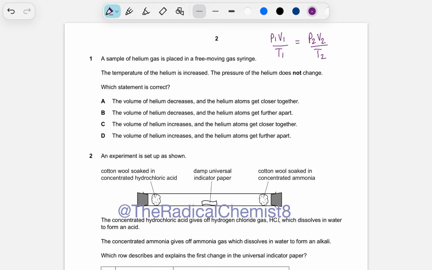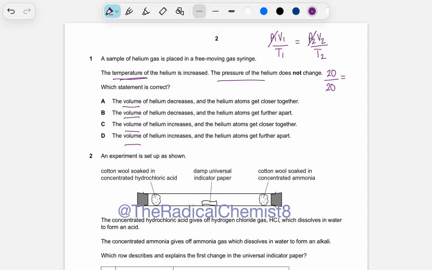Since they've said the pressure doesn't change, we can assume that it's constant in this case. So these two cancel out, and you're left with V1 over T1 equals V2 over T2. What I'm going to do then is plug in some values. If you're increasing the temperature, we need to see what effect this has on the volume. So let's say my volume initially is 20 centimeters cubed divided by 20 degrees Celsius.